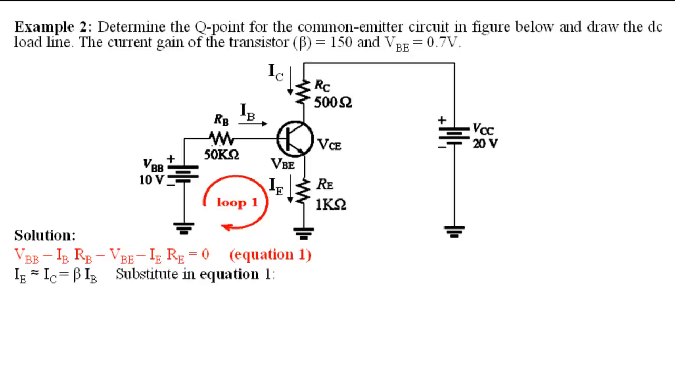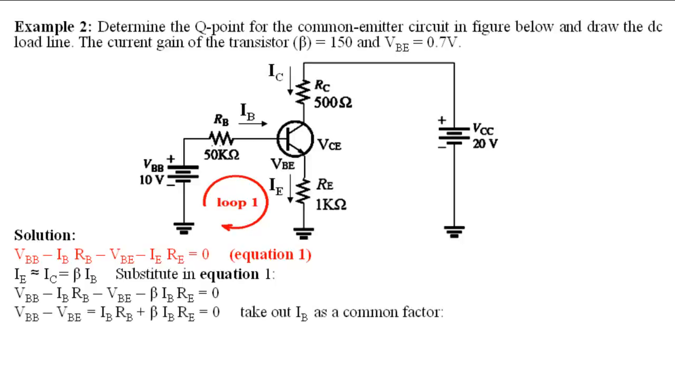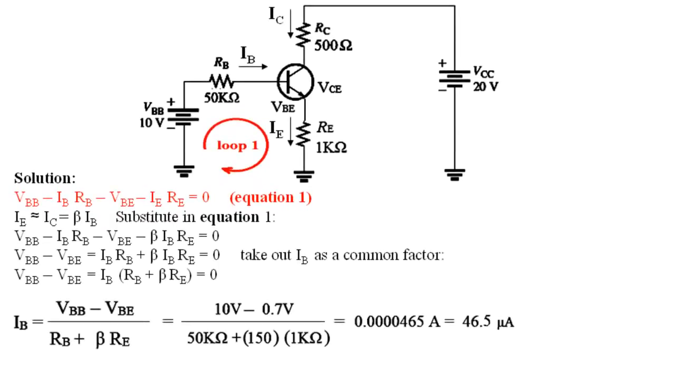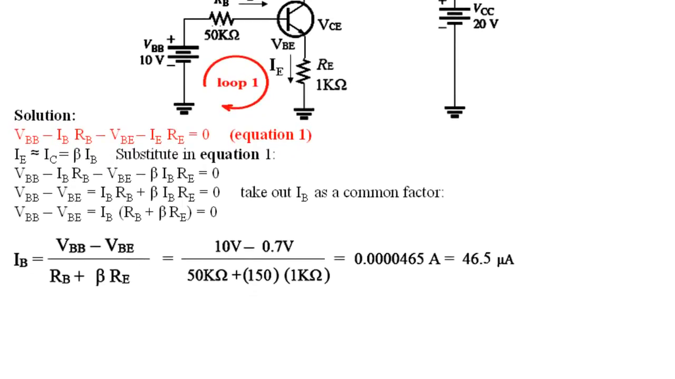IE approximately equals IC, which equals beta multiplied by IB. So we substitute beta IB for IE in equation 1, and we get this equation. By rearranging the equation and taking out IB as a common factor, we get IB, which equals 46.5 microamperes. The collector current IC equals 6.975 milliamperes.